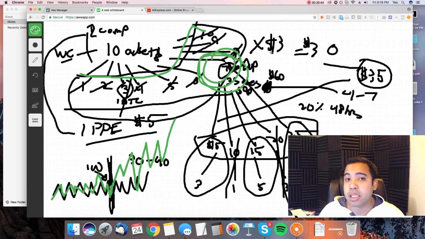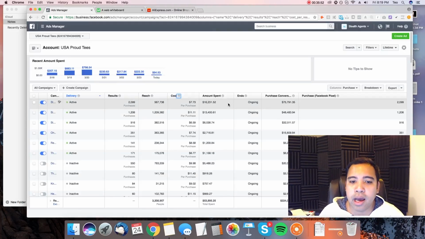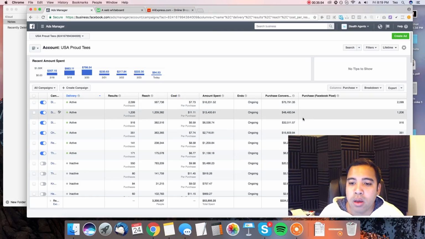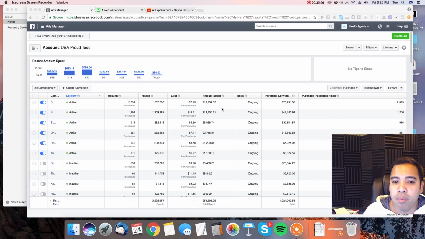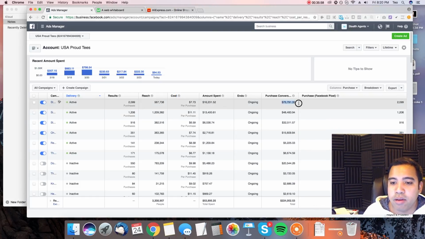And that's going to be very easy once you have the data. But that's what you have to understand first: you have to get the data. Okay, that's very, very important. Once you have the data, you can start seeing numbers like this, right? You can start going from $16,000 spent to $75,000 conversions. Once you start getting the data, you can start pulling in numbers like this.